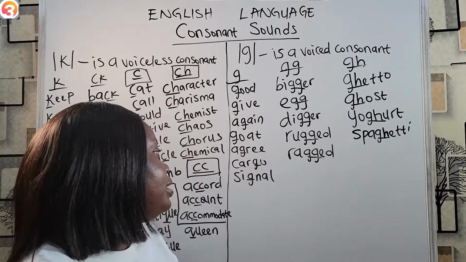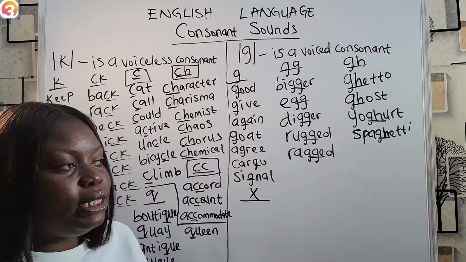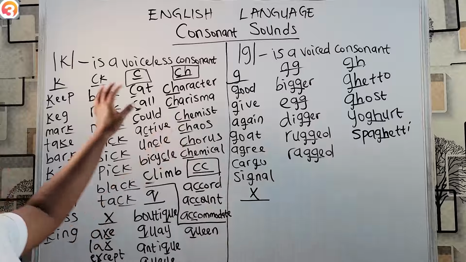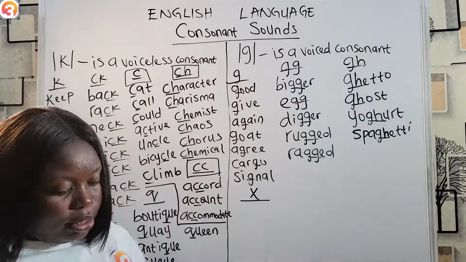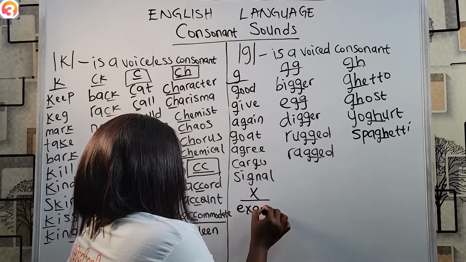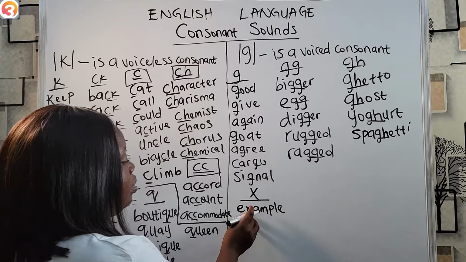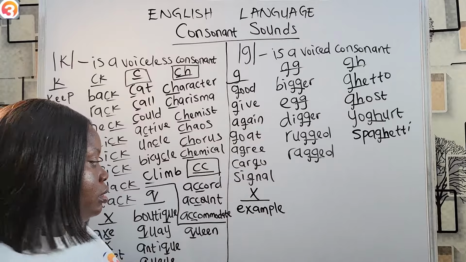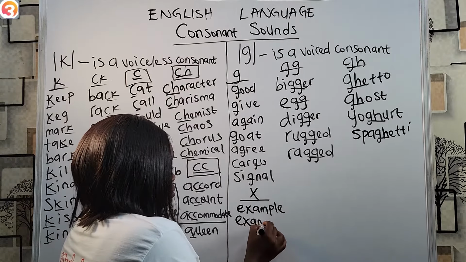We can also find it in X. Words containing letter X. If those words containing letter X and we don't pronounce them as K, we can pronounce them as G. Example, we have example. The X there doesn't carry consonant K. Instead, it carries consonant G. This is example. Examination.